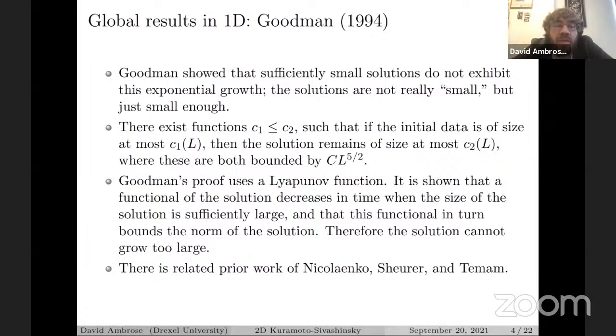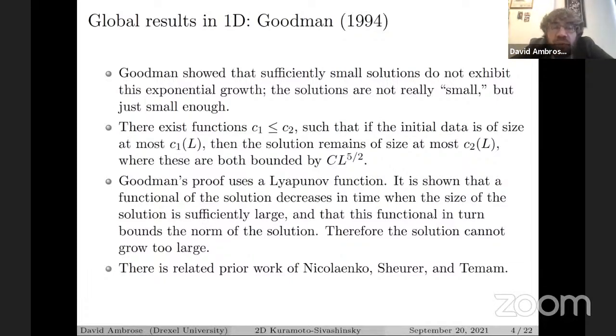You don't expect solutions to decay for large L because you get non-trivial traveling waves and things like that that solutions might be attracted to. The destabilization from the linear term keeps solutions from just decaying, but solutions can remain bounded. So I said that the Tadmor global existence result allowed exponential growth of solutions. Goodman shows that at least for small enough data, you don't actually see the exponential growth. Solutions stay bounded for all time.